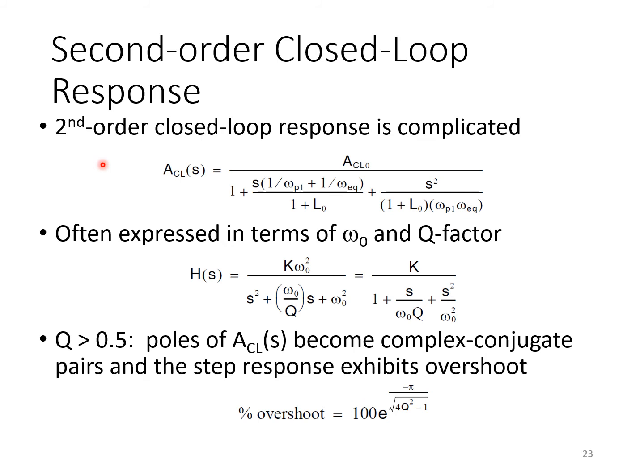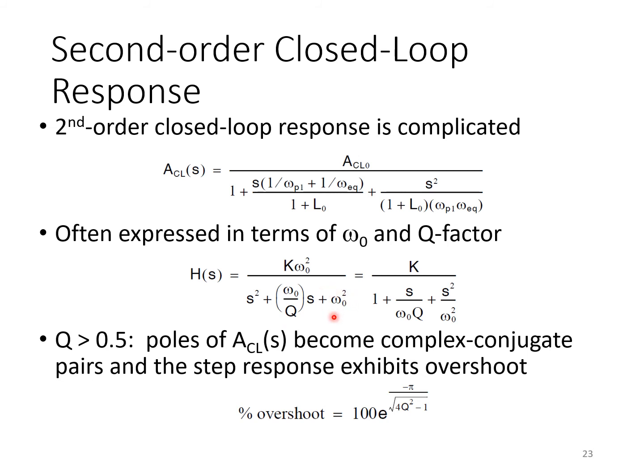Now, using our second order all pole model for the negative feedback amplifier, you can substitute that into our expression for the closed loop response and find a closed form expression for the closed loop response as a function of s, and that's what's done here. And unfortunately, this is quite a complicated expression. It's a little bit difficult to draw any intuition out of it. So it's often rewritten in this form, where we see two terms that have a little bit more physical interpretation.